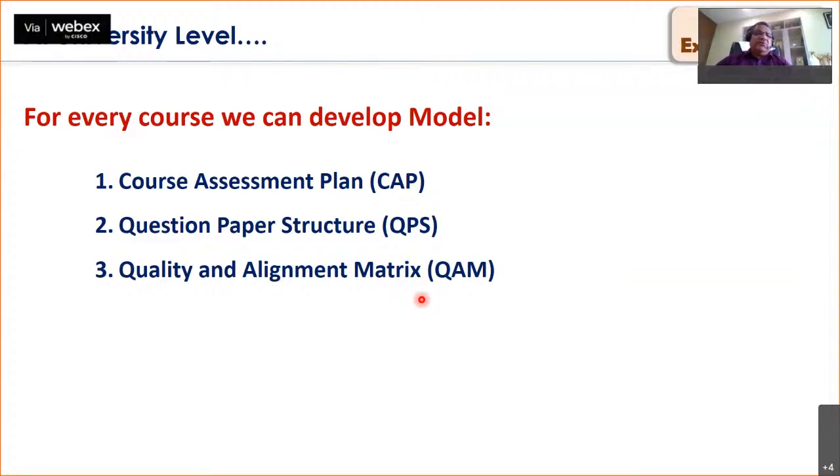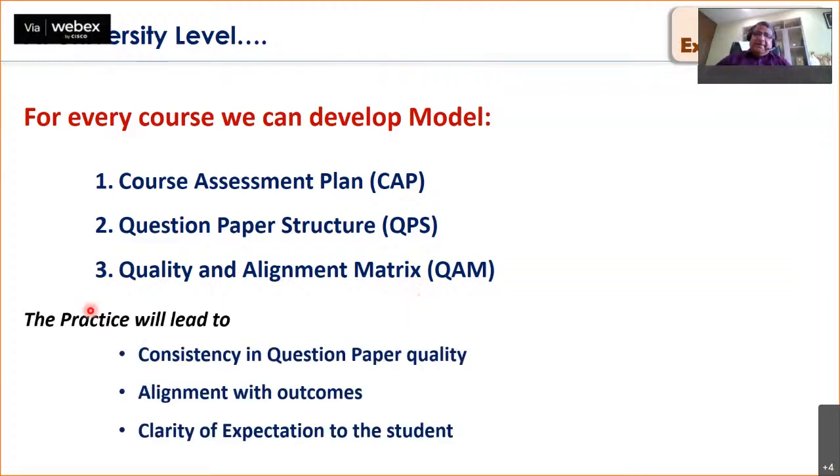In this way, we ensure the quality and alignment matrix. What is the use of doing this? The practice will lead to consistency in question paper quality.